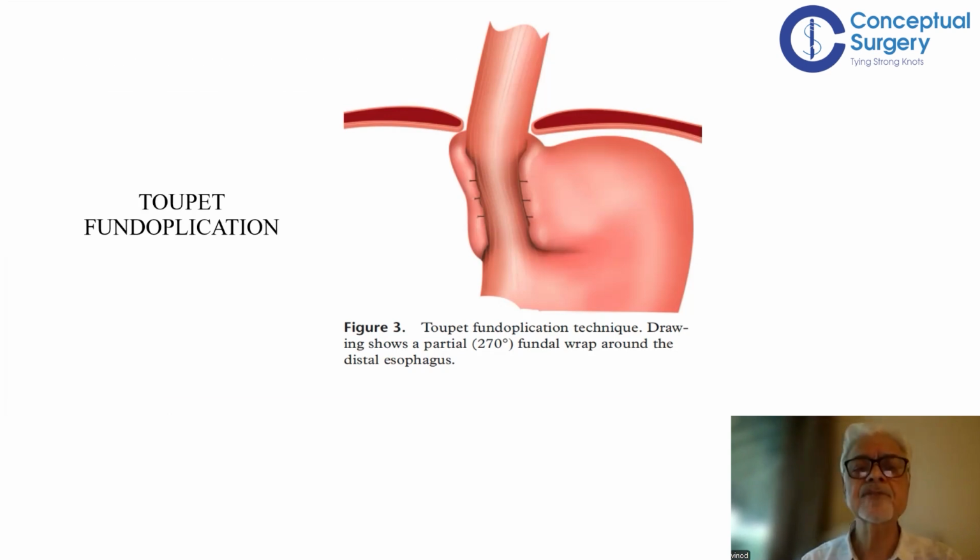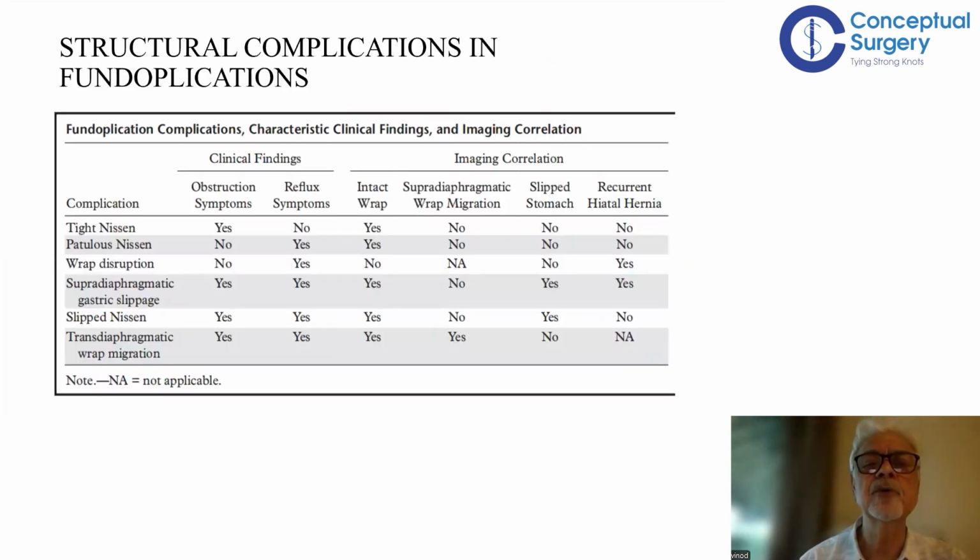Now, what are the various structural complications which can take place while doing fundoplication? We can have a very tight Nissen, which means that either we have made a longer cuff around the esophagus, or we have created it in such a way that it is narrowing the esophagus. It is important to remember that our wrap should not be more than 2 centimeters. If it is more than that, it can create problems.